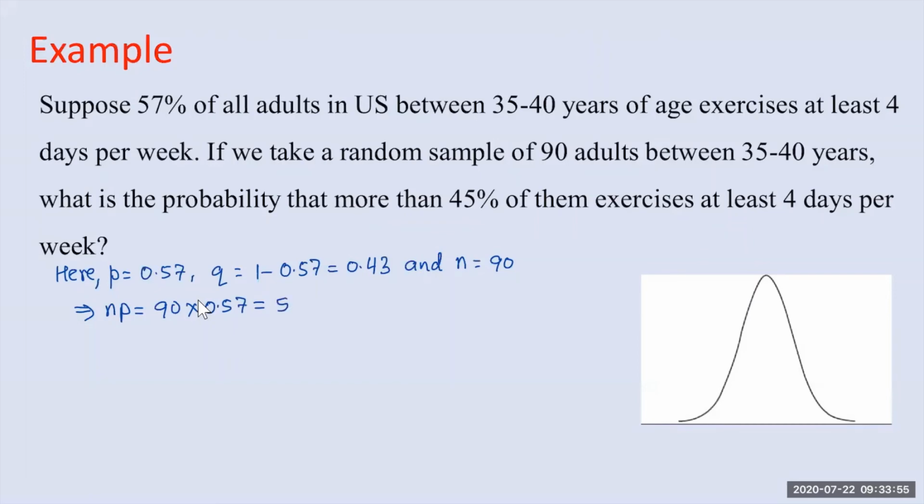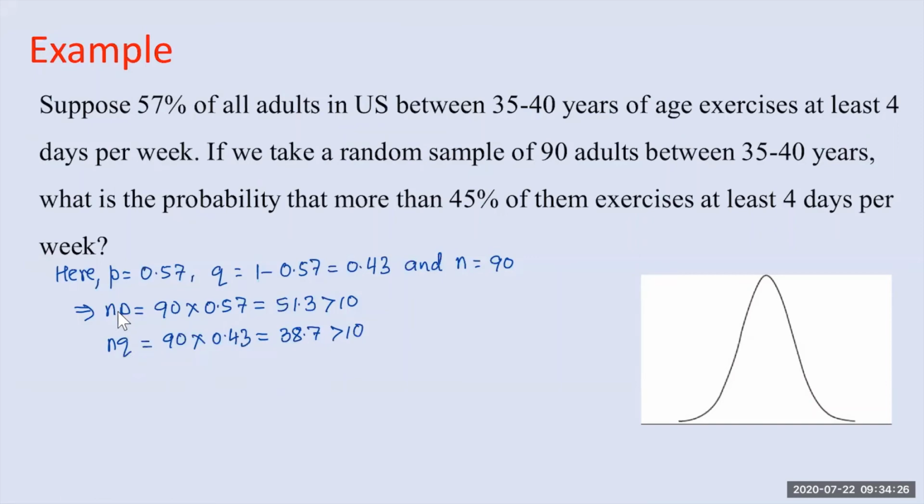I got 51.3, which is greater than 10. Also, N times Q is 90 times your Q, which is 0.43. If we multiply 90 times 0.43, we get 38.7, make sure you verify that. This is also greater than 10. So you can see here, n times p is greater than 10, n times q is greater than 10.